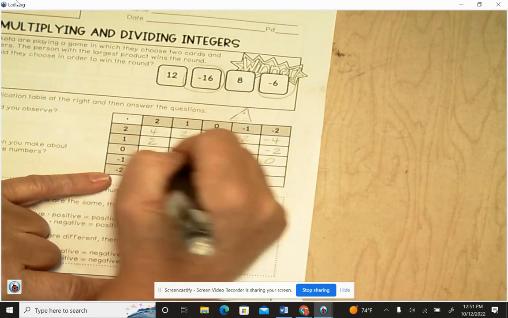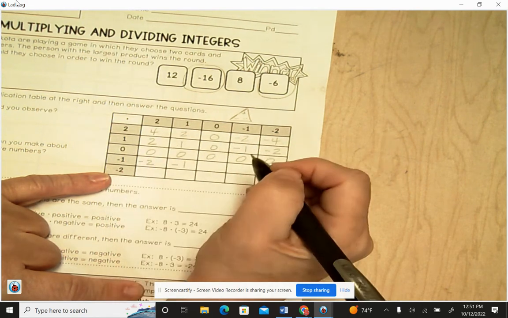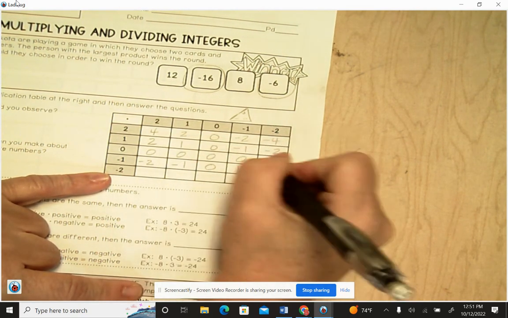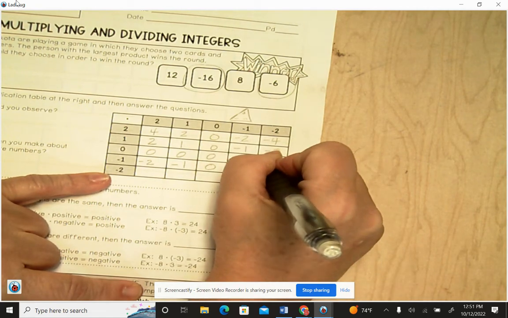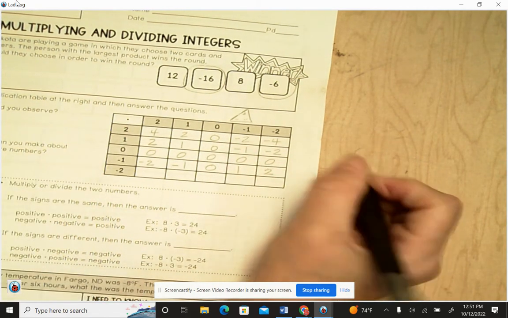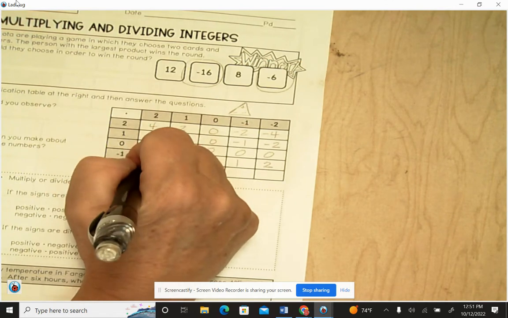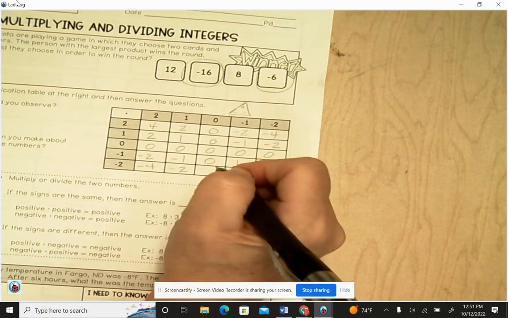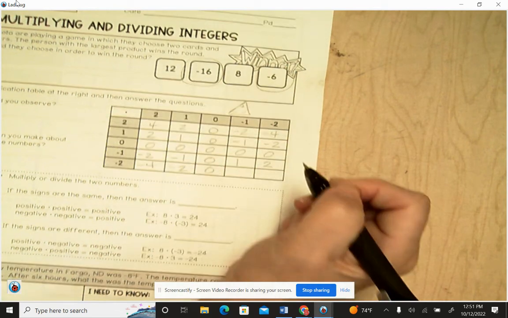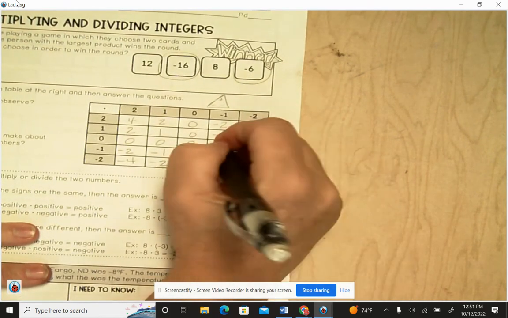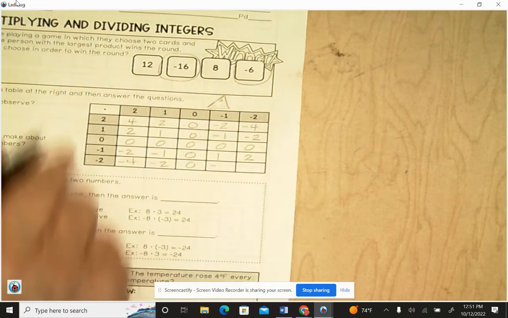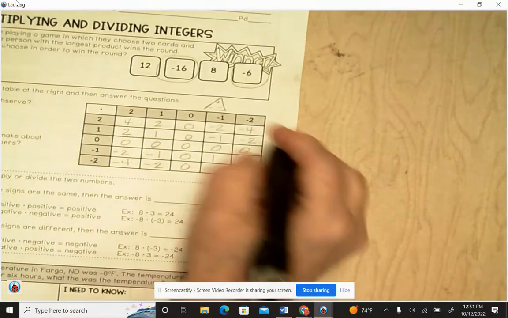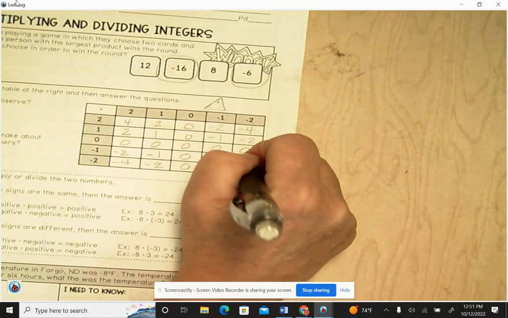-1 times 2 is -2. -1 times 1 is -1. -1 times 0 is 0. -1 times -1 is 1. And -1 times -2 is 2. -2 times 2 is -4. -2 times 1 is -2. -2 times 0 is 0. -2 times -1 is 2. And -2 times -2 is 4.